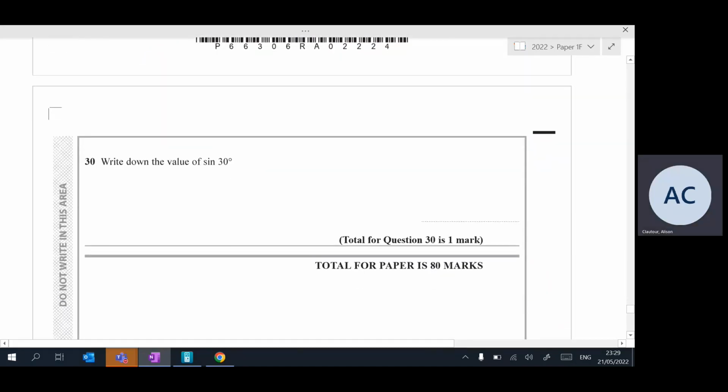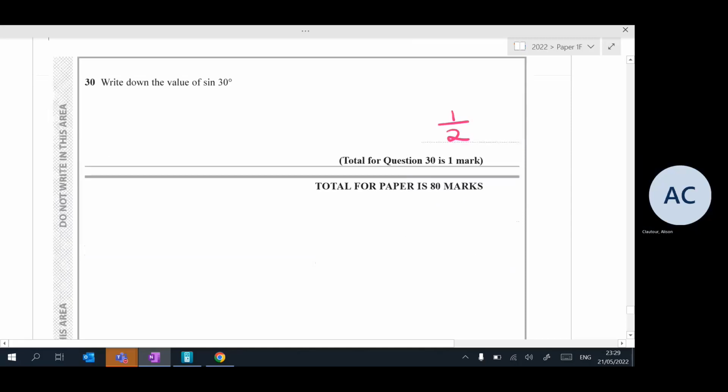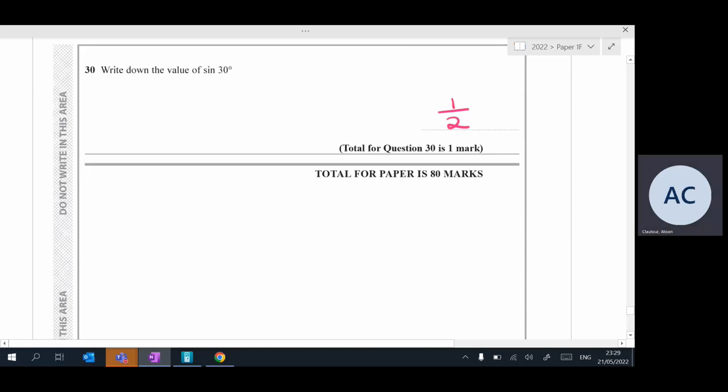Okay, last question. Write down the value of sine 30. That's something you just know. Okay, and that is 1/2. Okay, so actually a relatively straightforward foundation paper this year.